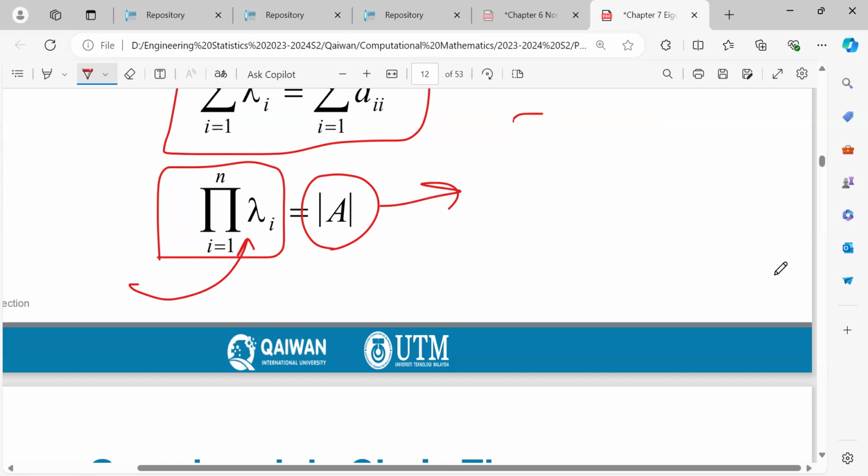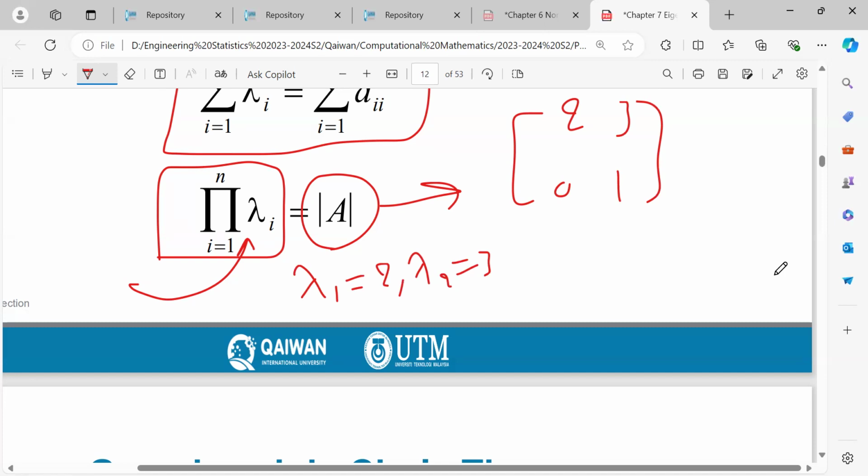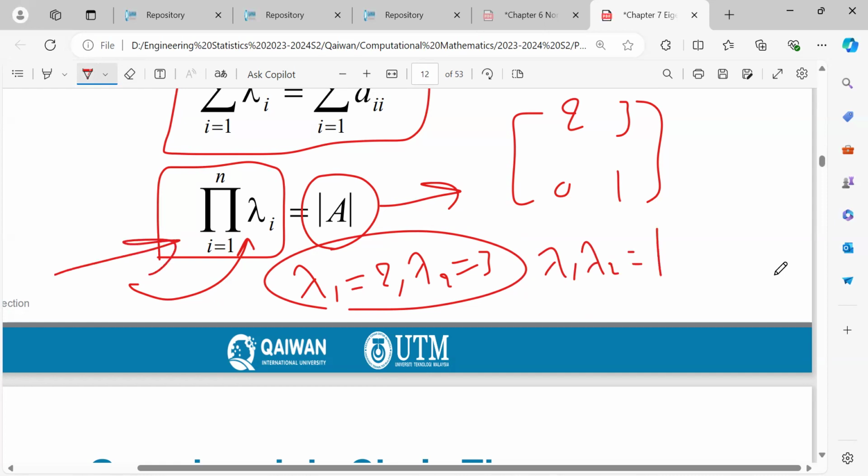Here we have matrix A, [2 3; 0 1]. The eigenvalues are lambda 1 is 2, lambda 2 is 3. We said the sum of these two eigenvalues must be the same as the sum of these diagonal elements. And also, the multiplication of these eigenvalues, lambda 1 times lambda 2, this is the second rule, is equal to the determinant of A.